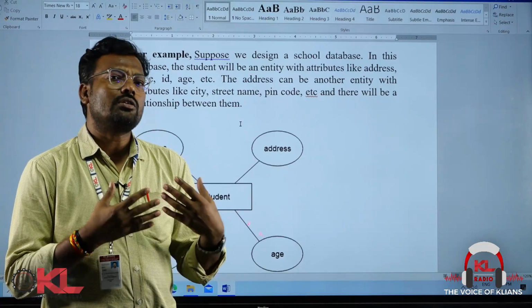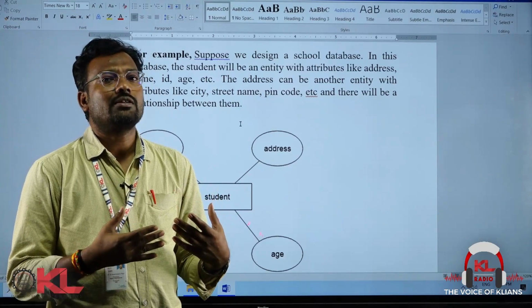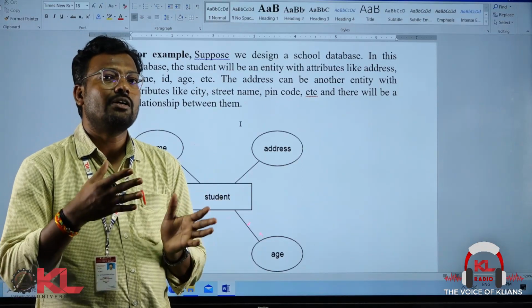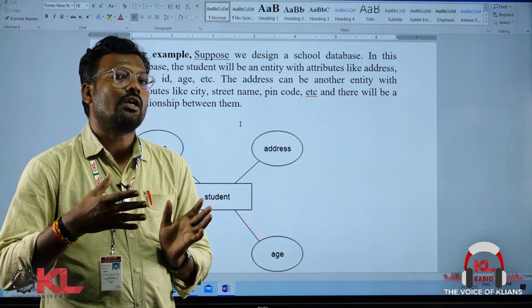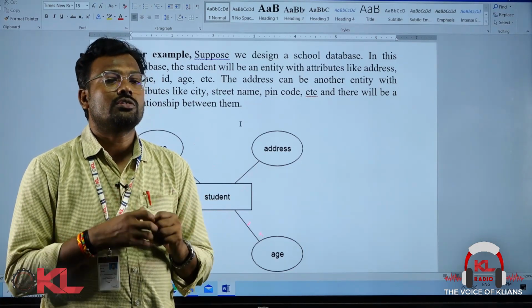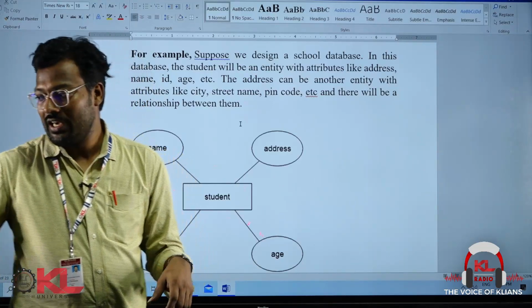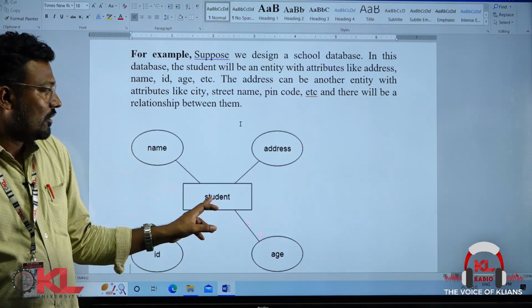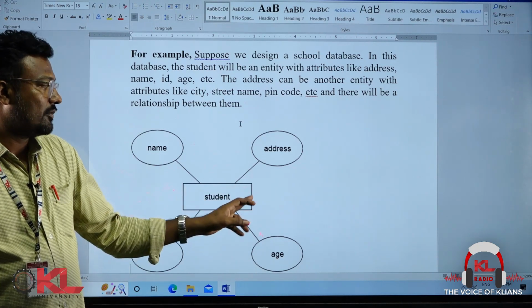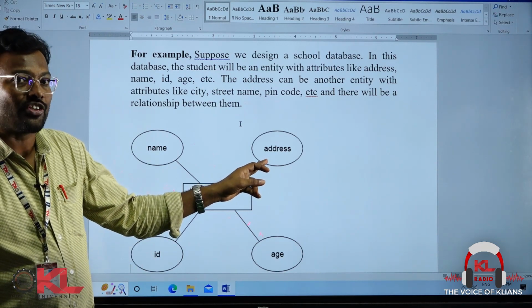In that also there are again many other concepts. While you are going through the concepts, you are going to learn those notations and the shapes used for handling such kinds of snapshots or scenarios. So, see here, as I told, student is an entity. So, a rectangle we are going to use, and the attributes we represent by ellipses.